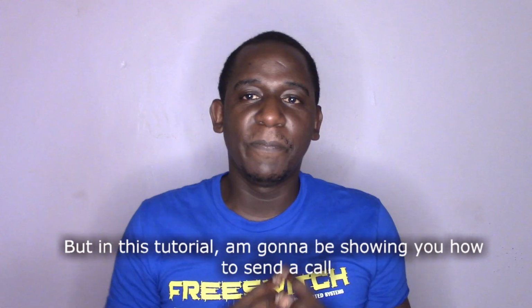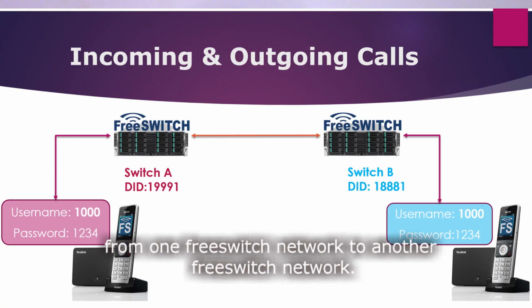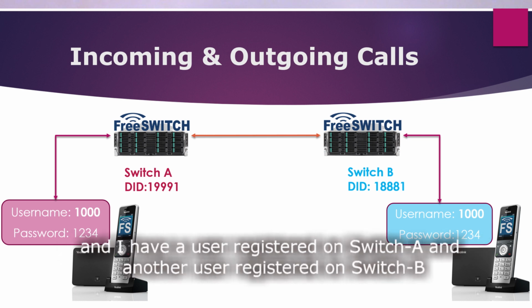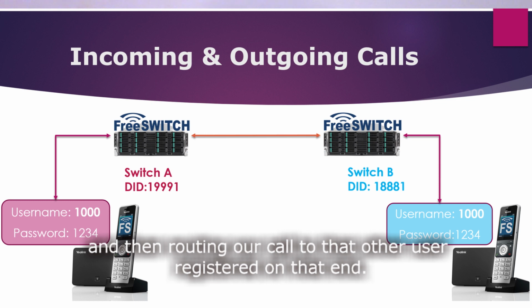But in this tutorial, I'm going to be showing you how to send a call from one FreeSWITCH network to another FreeSWITCH network. In my setup, I have two FreeSWITCH boxes and I've created a SIP trunk between them. So I have a user registered on switch A and I have another user registered on switch B. So we are going to be able to call from switch A and then calling all the way out to switch B and then routing our call to that other user who is registered on that end.